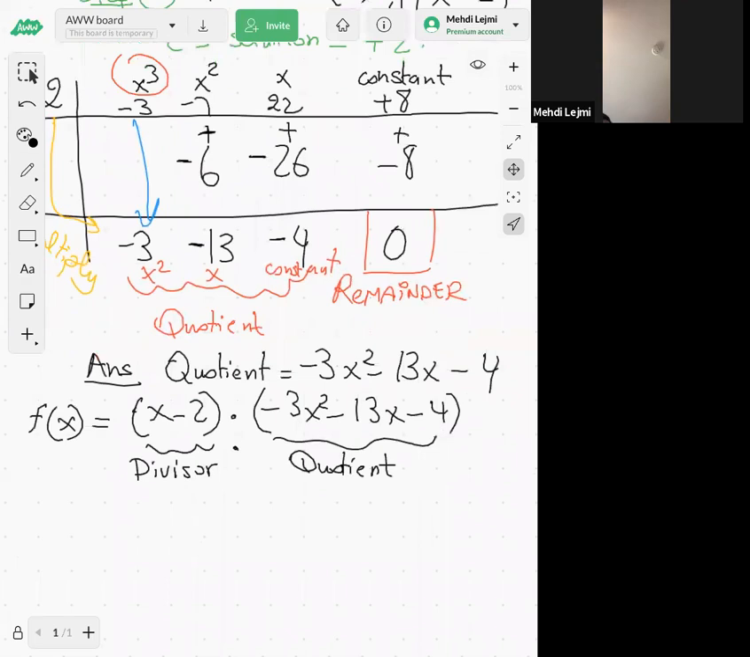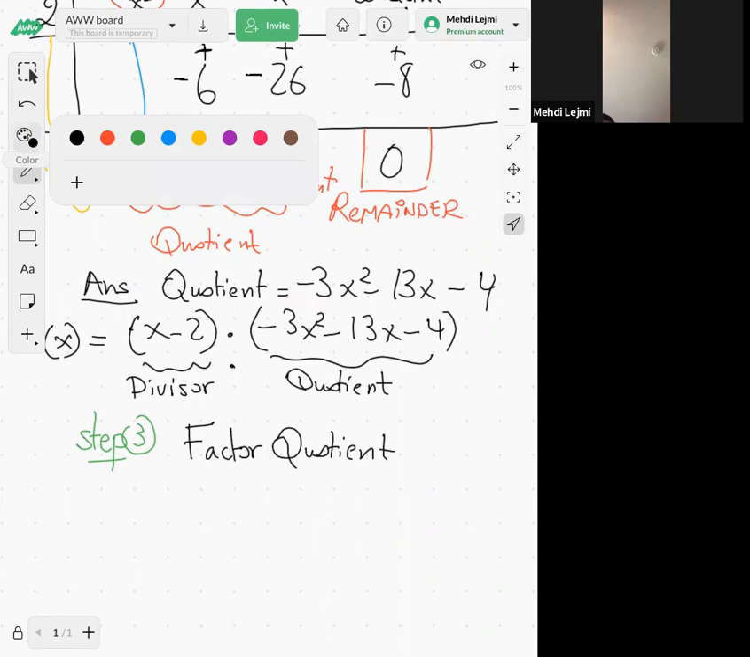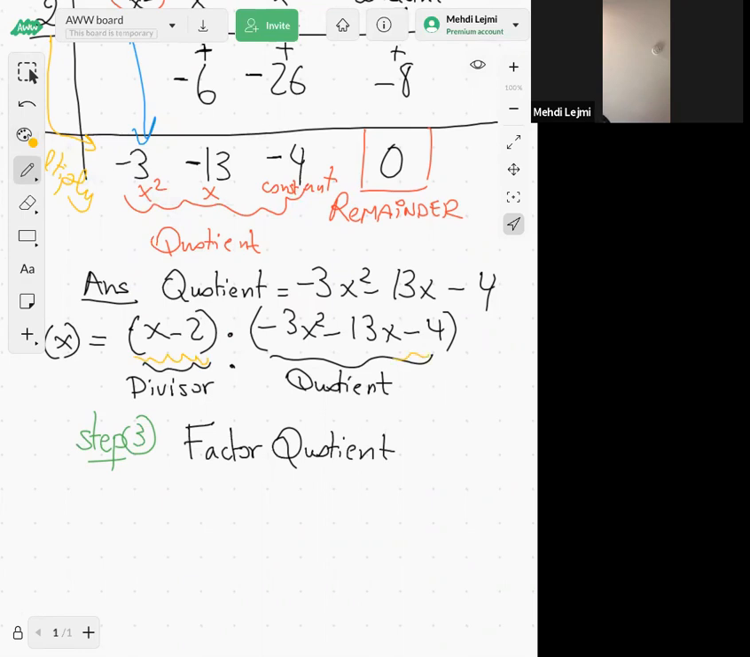In step number 3, we have to factor the quotient completely. So again, the goal, guys, is to factor f of x completely, right? And so here I got the first factor, x minus 2, but now I have to factor this quotient, negative 3x squared minus 13x minus 4. So how do we factor this?